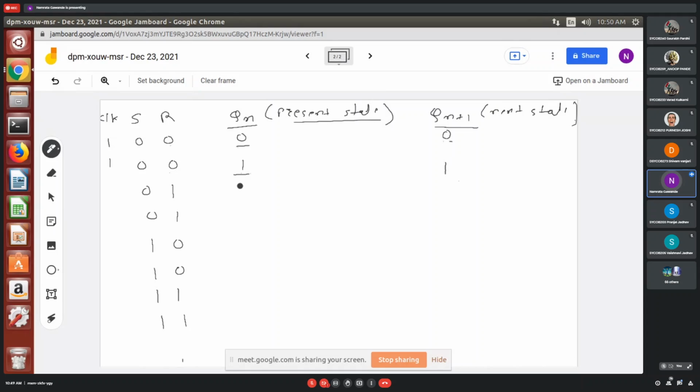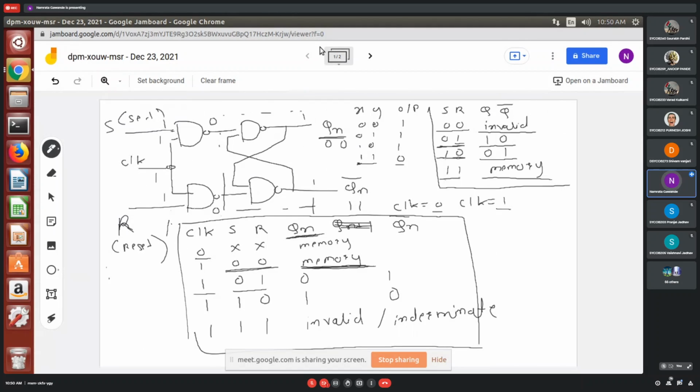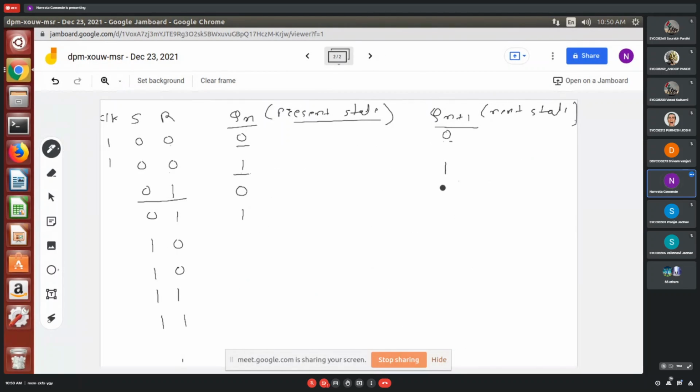With 0, 1, if the present state is 0, see here you can see reset is 1, right? So for 0, 1, your circuit will get reset, which means your output is 0. So here the output will be 0, and for 0, 1, if the present state is 1, still you will get the output as 0. So this is known as the reset state.